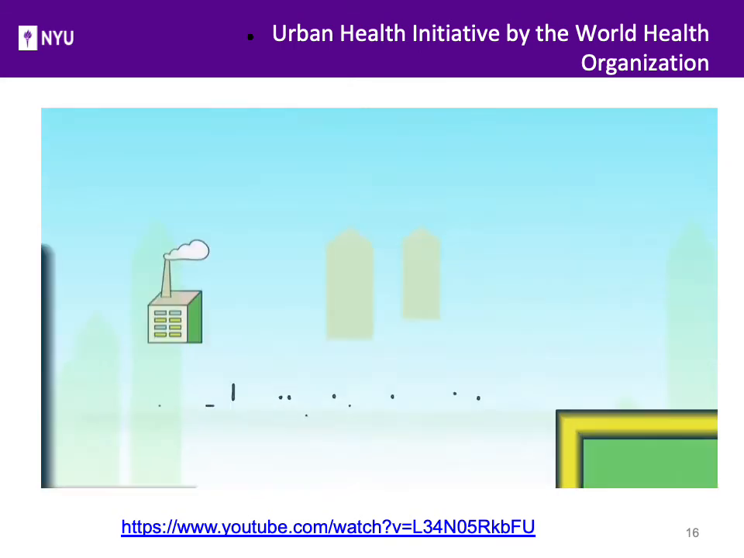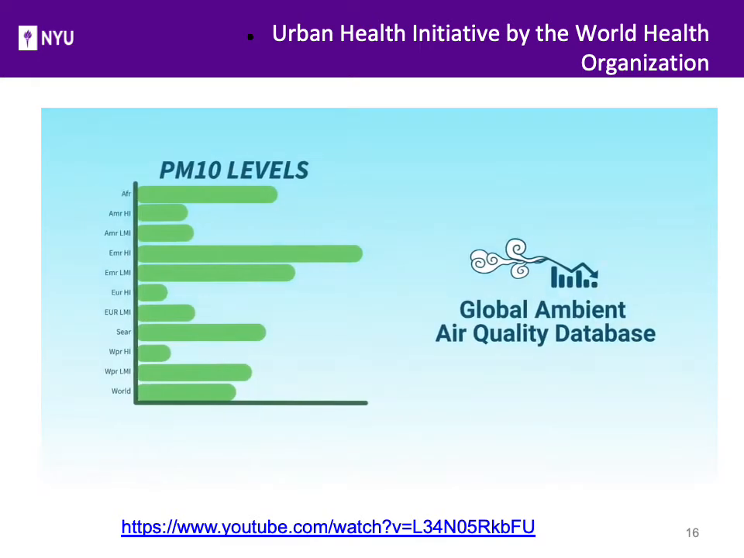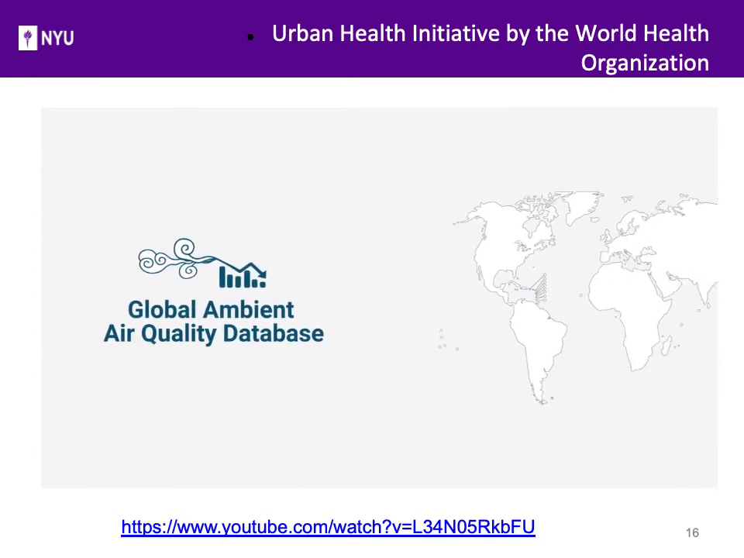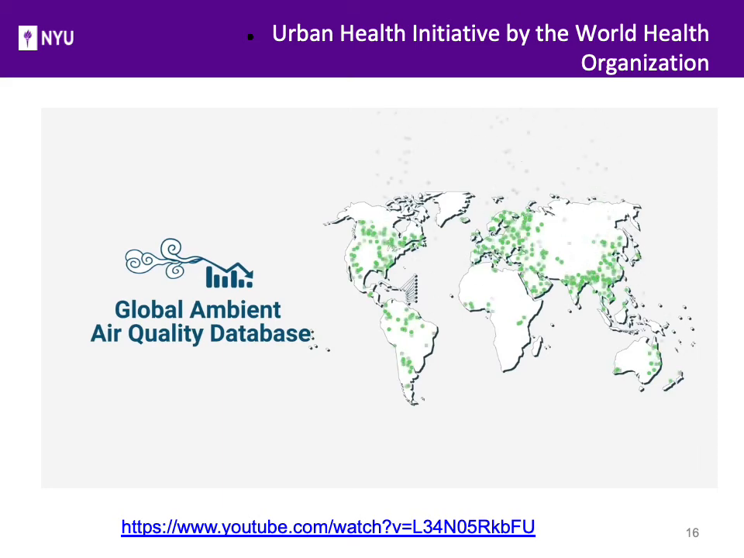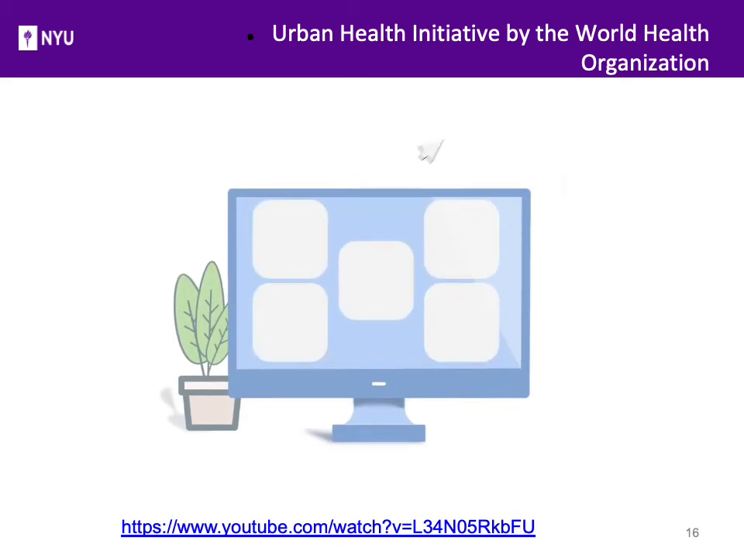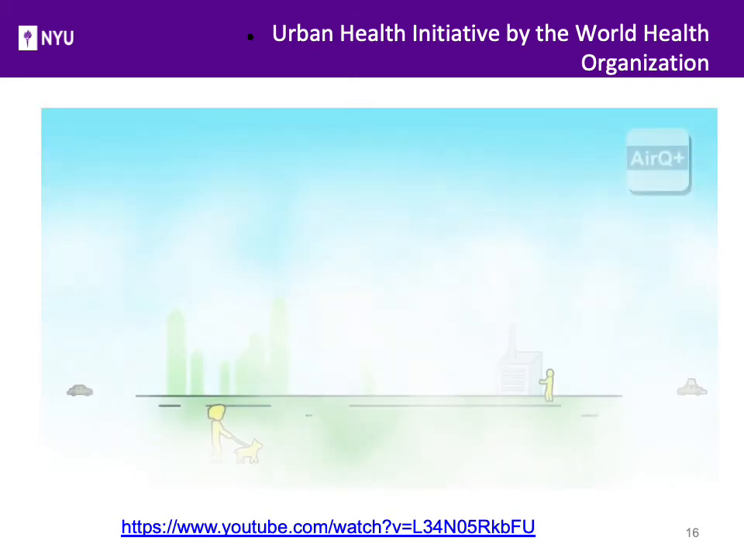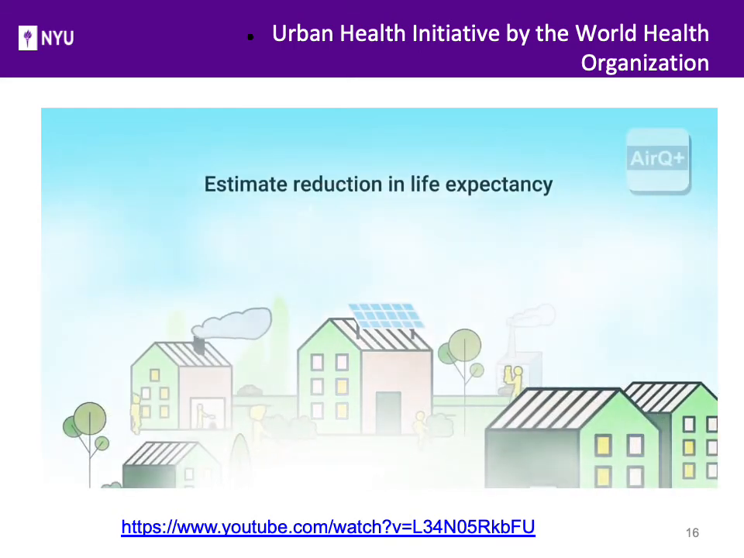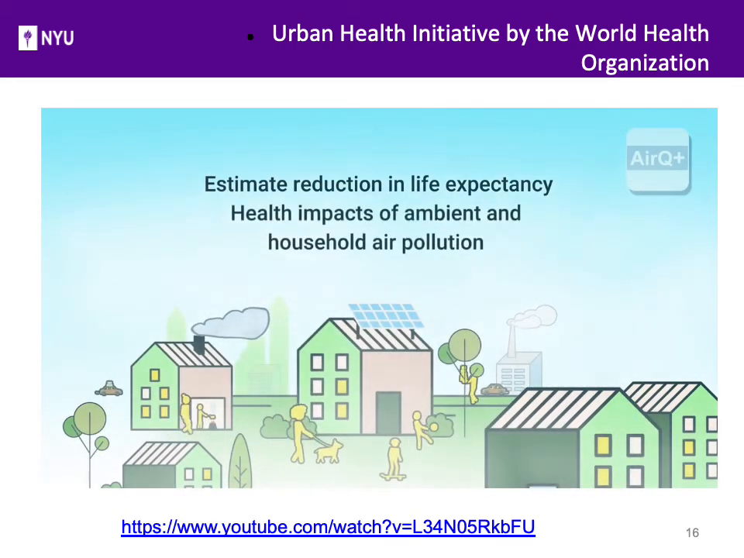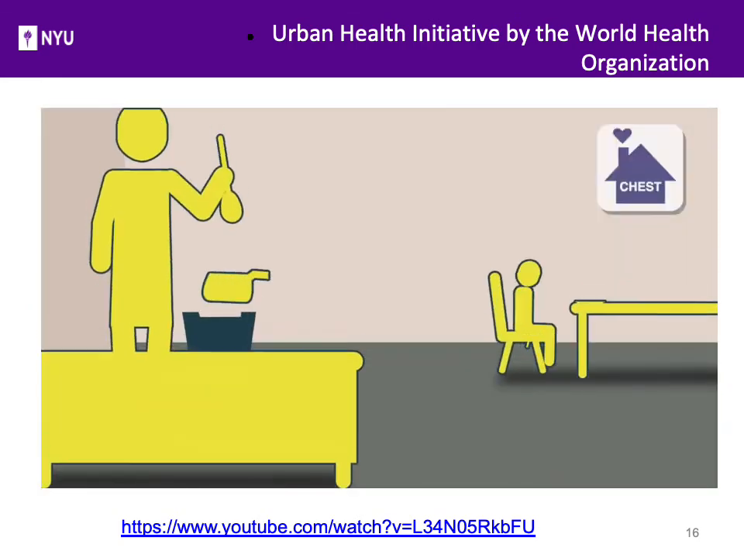Another example is the World Health Organization Global Ambient Air Quality Database, which is regularly updated and currently contains air pollution data from over 4,300 cities. The toolkit also includes analytical software which estimates the health and economic impacts of various policy scenarios, such as AirQ+, which allows decision makers to assess potential reduction in life expectancy, as well as the health impacts on the population related to changes in ambient and household air pollution.